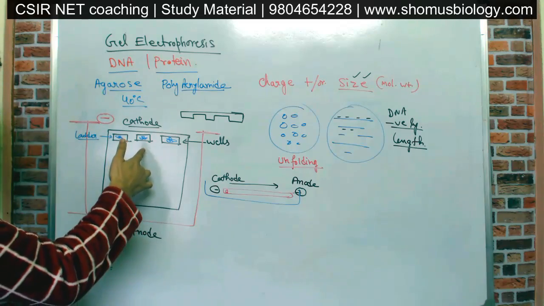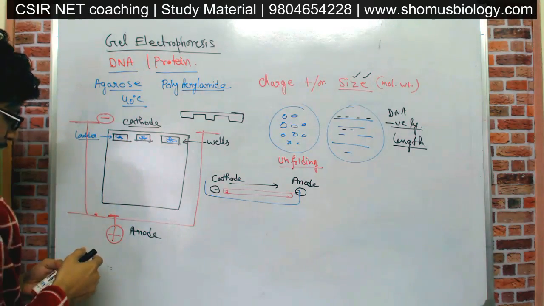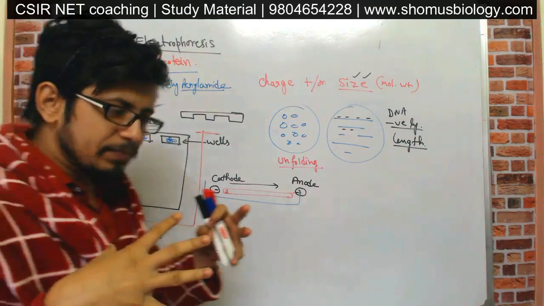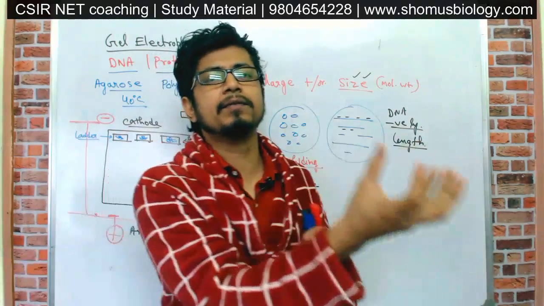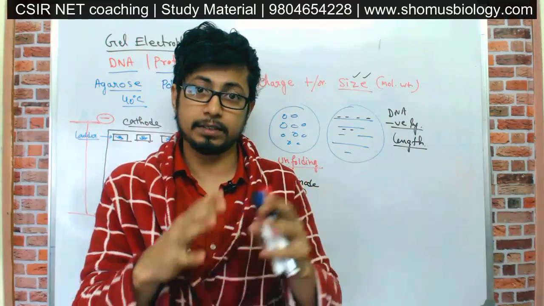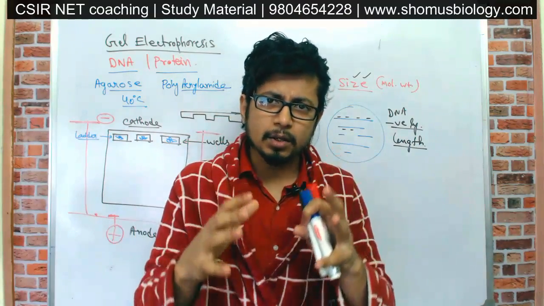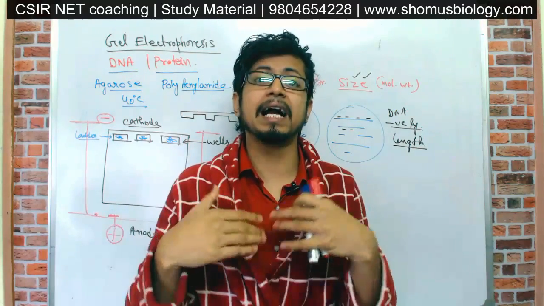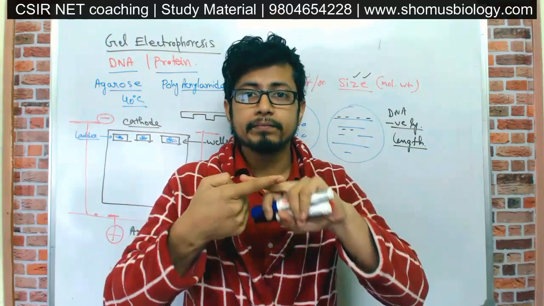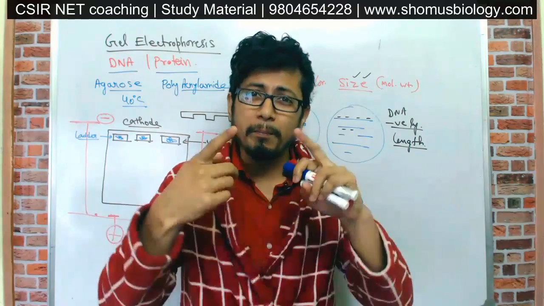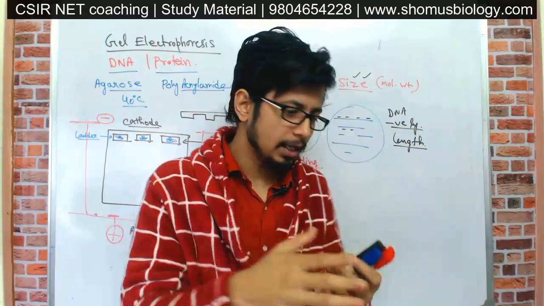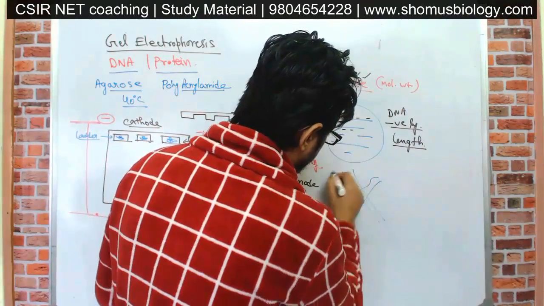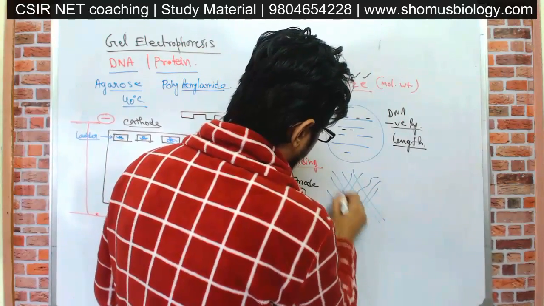As the DNA is migrating towards the anode, what happens in the matrix is that while the gel solidifies, the gel is heated and then solidifies at a cooler temperature. While the gel is solidifying, the components inside the gel, in this case agarose, form what is known as network or mesh-like structures, like a net. I can draw the structure something like this.